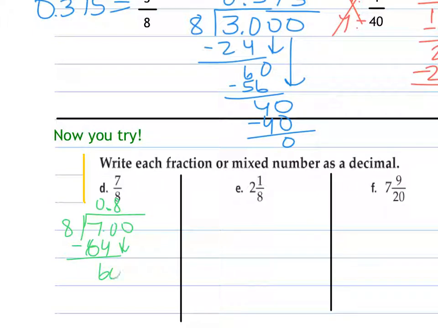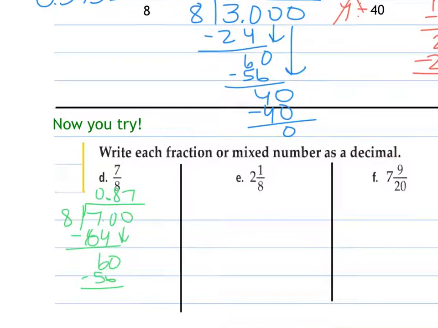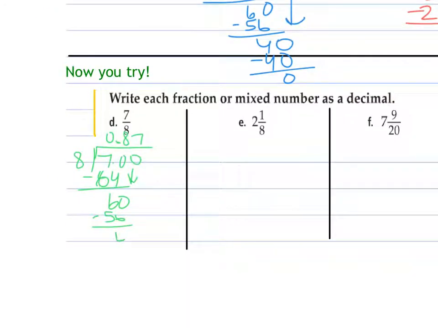Add a 0. 8 goes into 60 7 times, which would be 56. Do my subtraction. That would be 4. Add a 0, which is 40. 8 goes into 40 5 times. 5 times 8 is 40. Subtract. Nothing else to bring down, so 7/8 is equal to 875 thousandths.